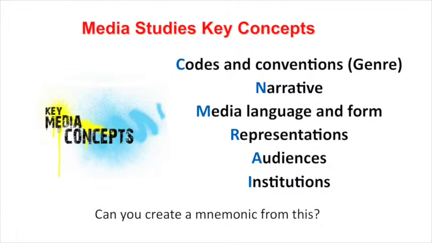Let's think about the media studies key concepts. We've got codes and conventions. Well, that includes genre. We've got narrative. We've got media language and form. All of those are also part of codes and conventions. But then we've also got representations. We've got audiences and we've got institutions. And if you can create a mnemonic from this, then you're more likely to remember them. Can you?